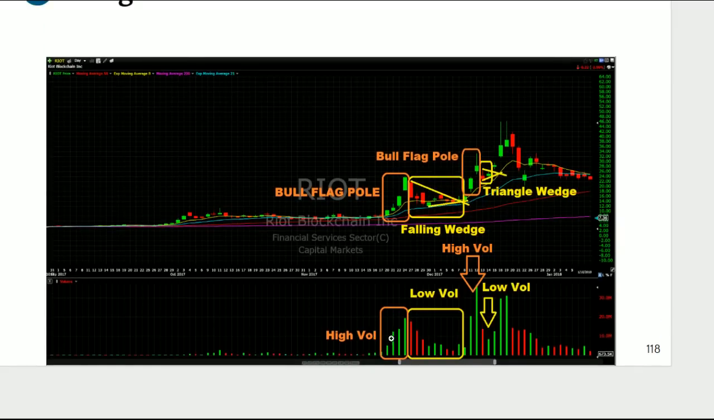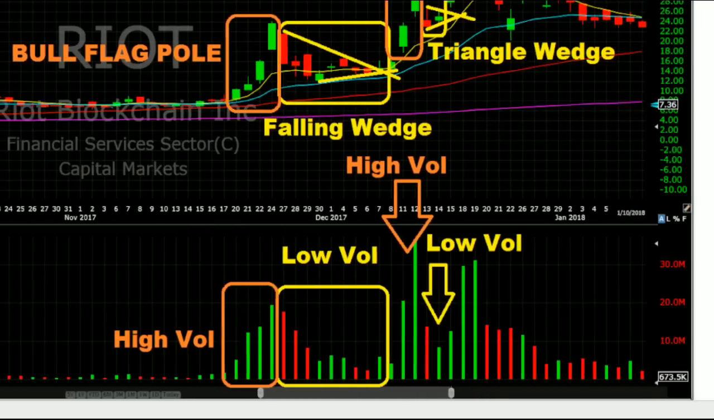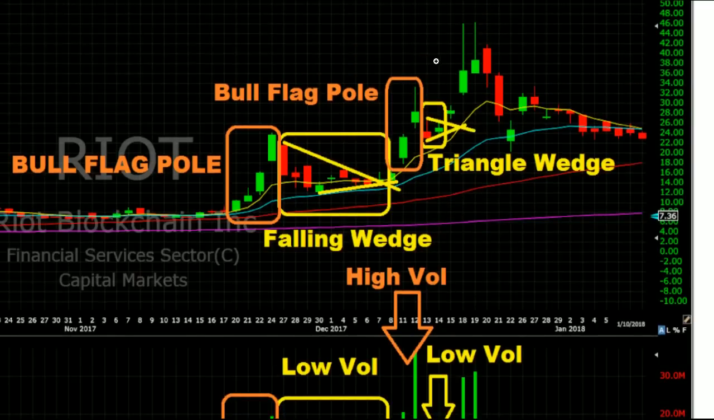You'll notice the high volume on the flagpole in orange down here. You'll notice the low volume on the digestive pattern. Notice that? Just make sure you notice that. So you shoot up here, you digest again, and then you continue off again on another bull flag continuation pattern.